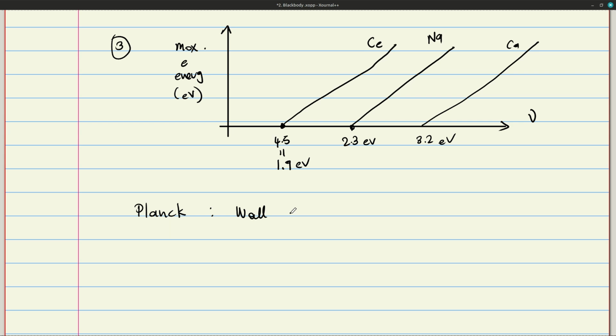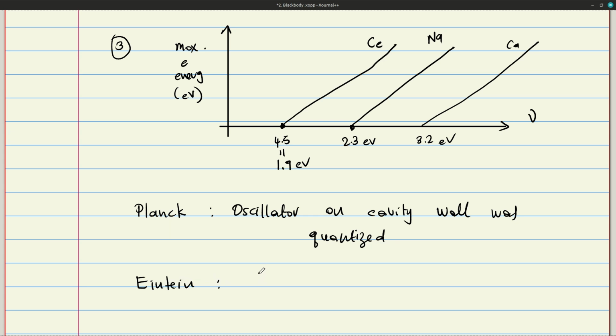So wall oscillators on the cavity wall were quantized. And Einstein said actually light itself was quantized. Okay?